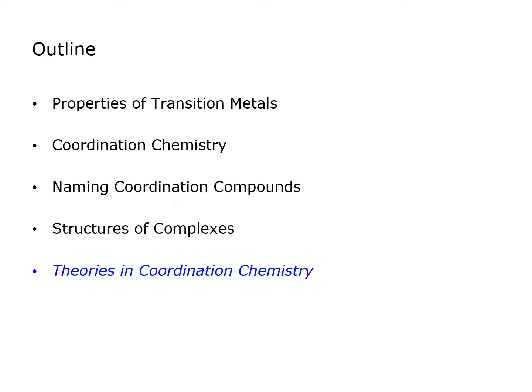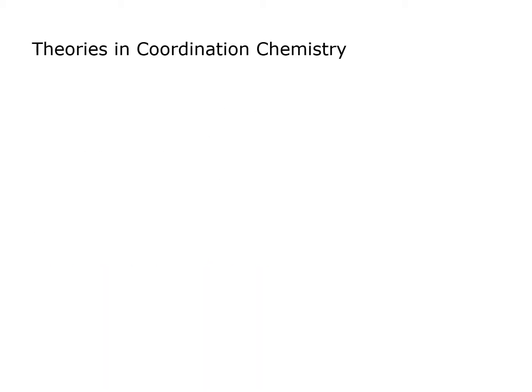This video lecture, the first of a two-part series of lectures, covers the material presented in section 25.5, Theories in Coordination Chemistry. These theories, which we're about to discuss, are all about producing explanations for these things we observe. For instance, we might want an explanation as to the geometries or shapes that are observed.